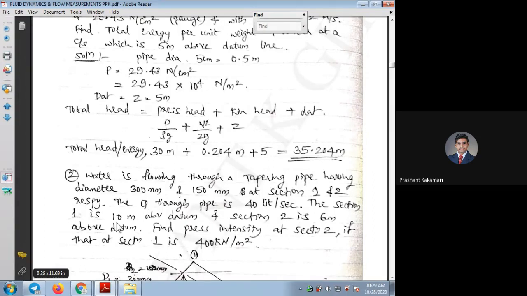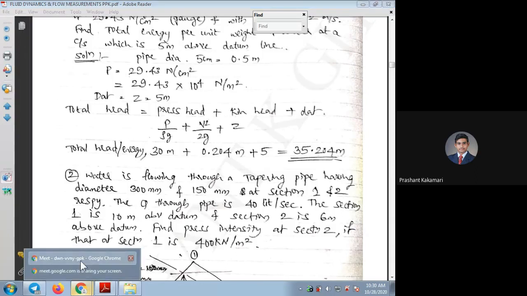Find the pressure intensity. See now, in this problem they are not asking for the total energy, they are asking for pressure intensity. Find the pressure intensity at section 2, if that at section 1 is 400 kilonewton per meter square. So no problem, pressure is given in SI unit at section 1, 400 kilonewton per meter square. The only thing we need to find out is the pressure intensity at section 2, at the tapering end.